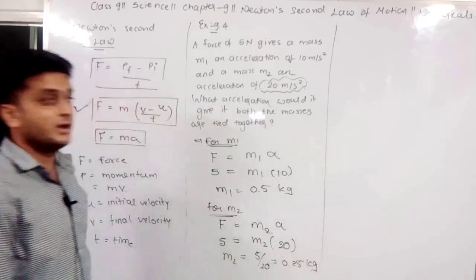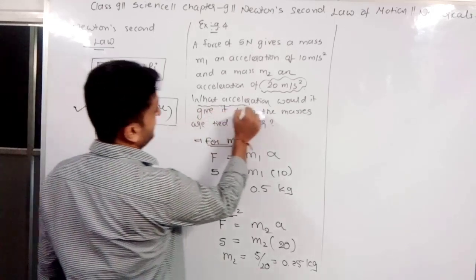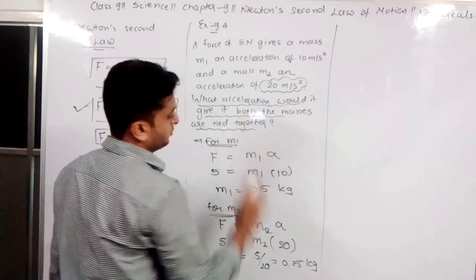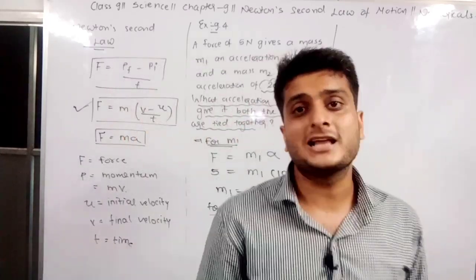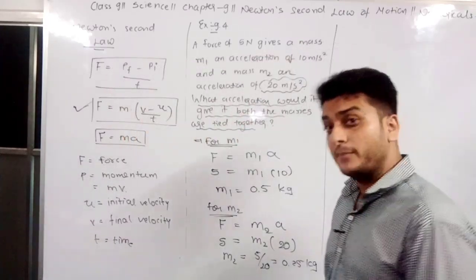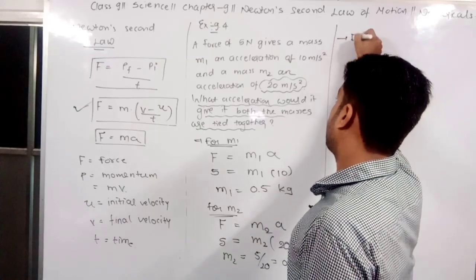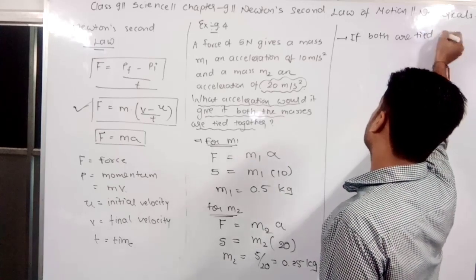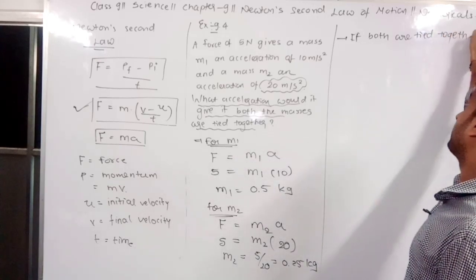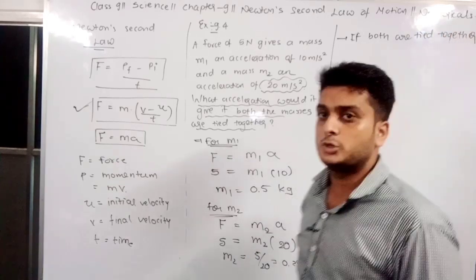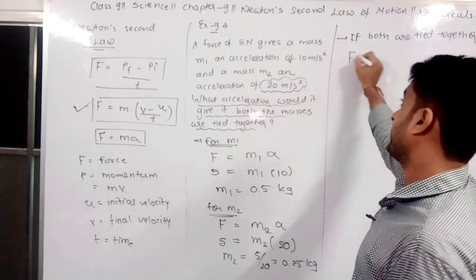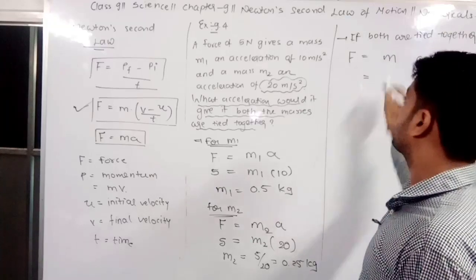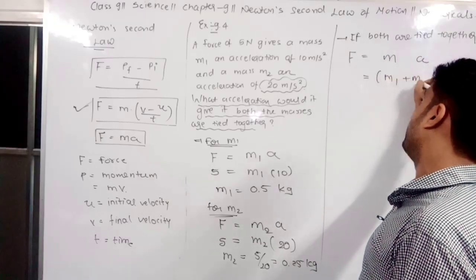अब क्या पूछा है? What acceleration would it give if both the masses are tied together? अगर दोनों को साथ में बांध दिया तो acceleration कितना मिलेगा अब? So I will write if both are tied together. If both are tied together, I will again write F is equal to m into a. As I have tied both the objects, total mass will be m1 plus m2.